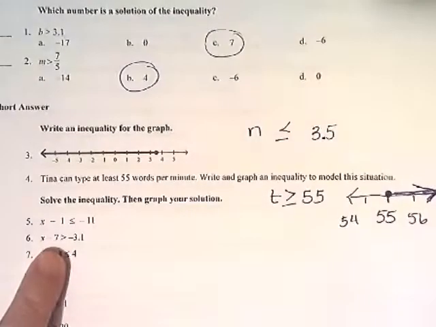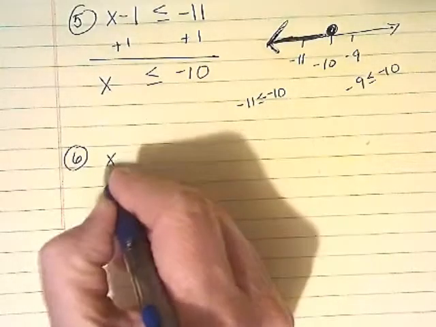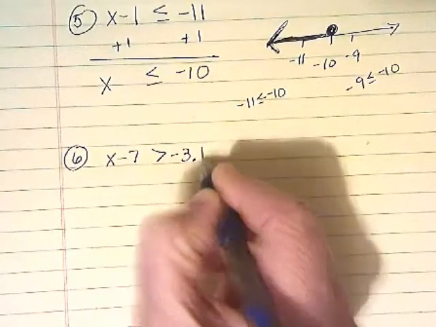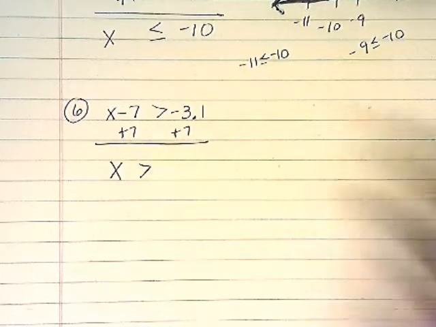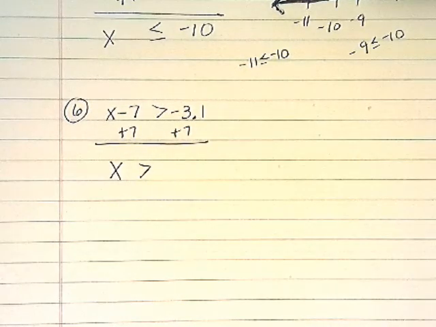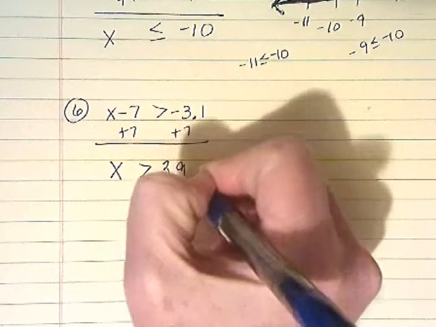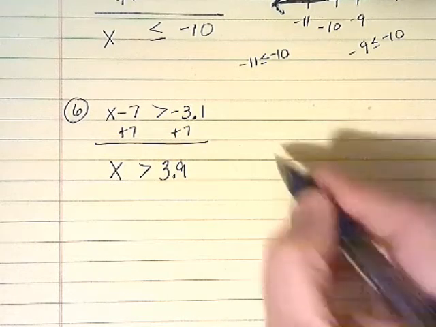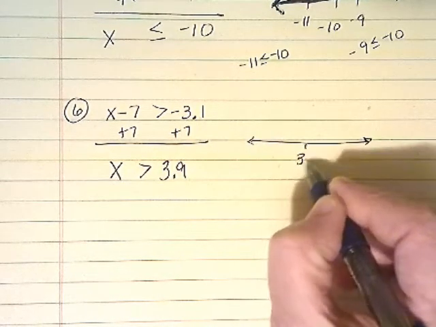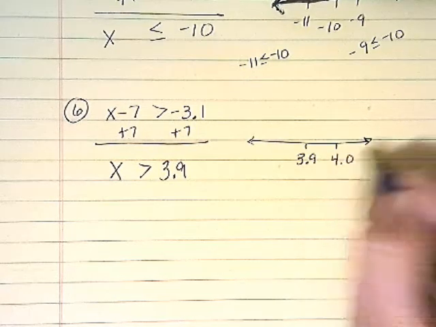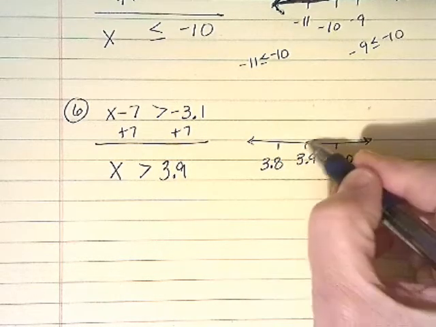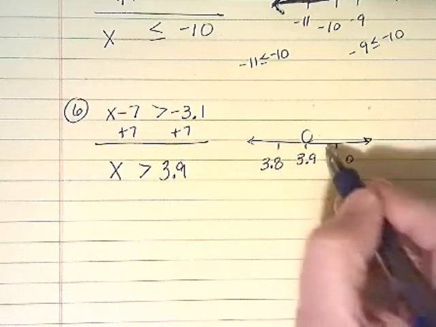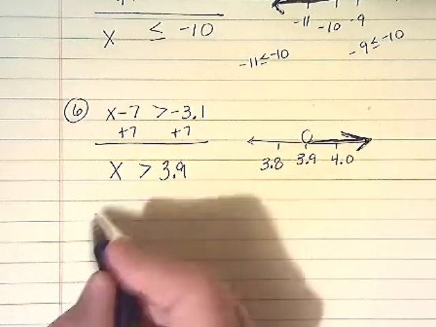Number 6 says x minus 7 is greater than negative 3.1, and we start this one by adding 7 to both sides. So x is greater than 3.9. So on my number line, I'm going to have 3.9. On this side I would have 4. On this side I would have probably 3.8. Open circle, and I want x's that are greater than 3.9, so I'm going to shade to the right.